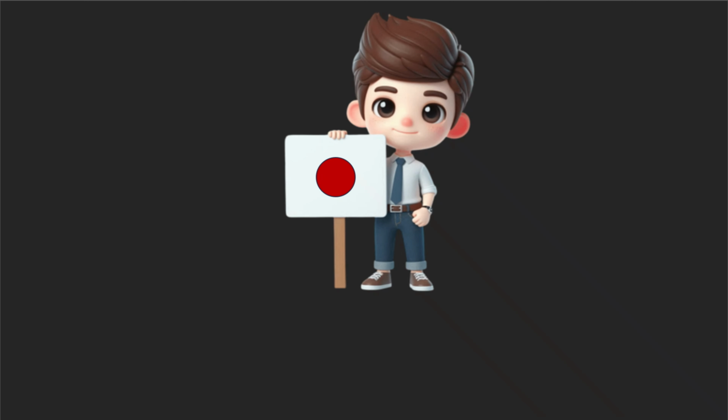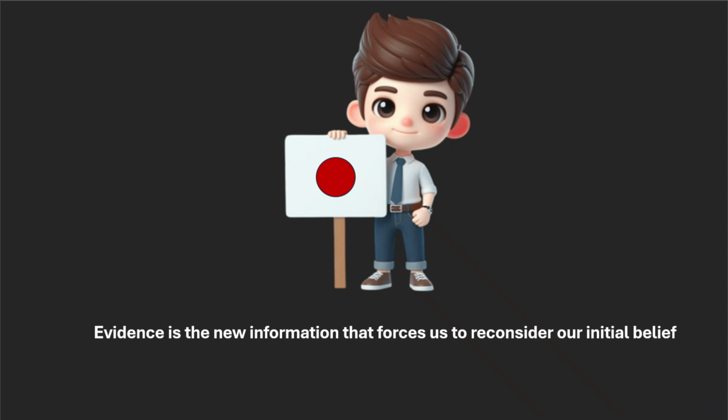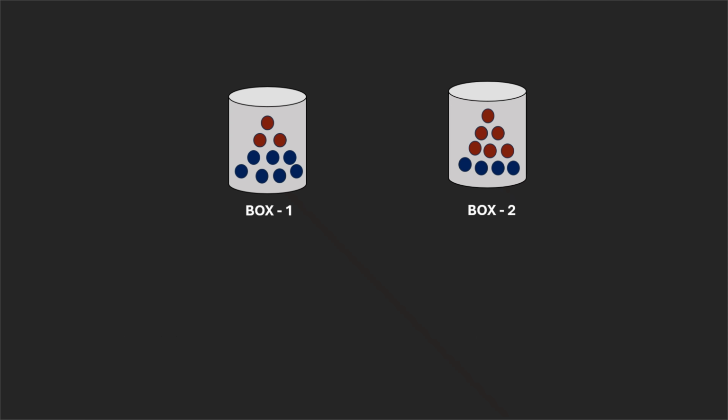Now, you remove the blindfold. You saw the color of the ball is red. This observed fact is called the evidence. Evidence is the new information that forces us to reconsider our initial belief. Now comes the most important step.